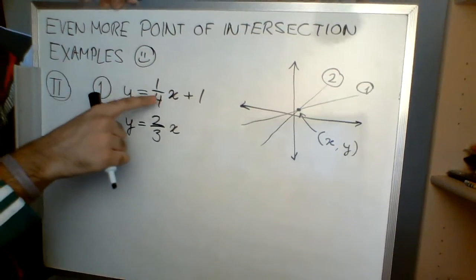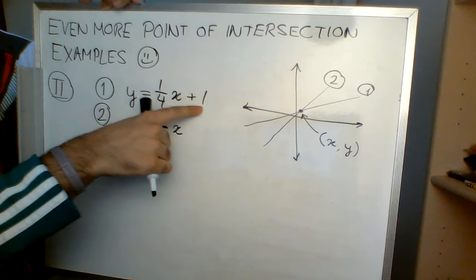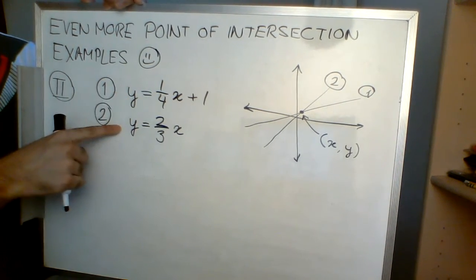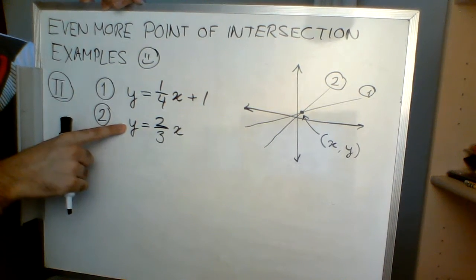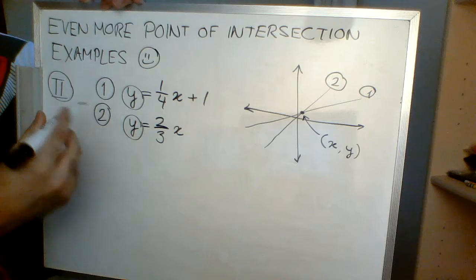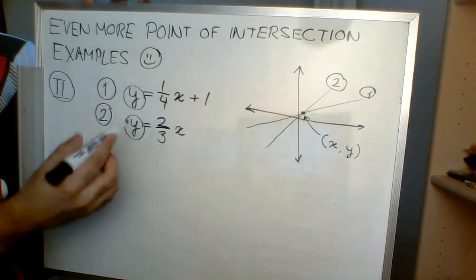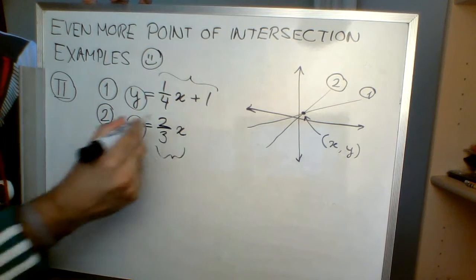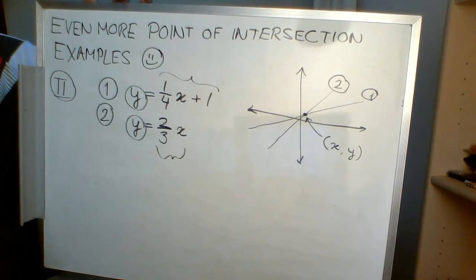So that means that 1/4 x plus 1 equals some number y, and this y has to be the same as this y at the point of intersection, right? So this number and this number are going to be the same at the point of intersection, which means that this whole thing and this whole thing are equal at the point of intersection, right?